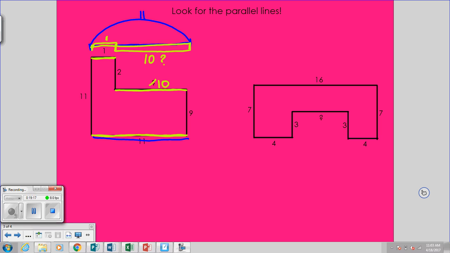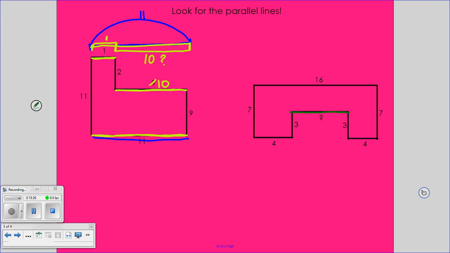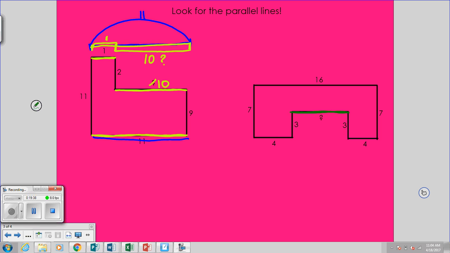Your shape, the very first thing you need to do is find your question mark line. That's first. Once you highlight your question mark line, then you're looking for parallel lines. So you need lines that are parallel to that question mark side. Let's talk about parallel lines. Which ones are parallel? Remember, our question mark line is going horizontal, so we need lines that are parallel. Lene, what's one line that's parallel?